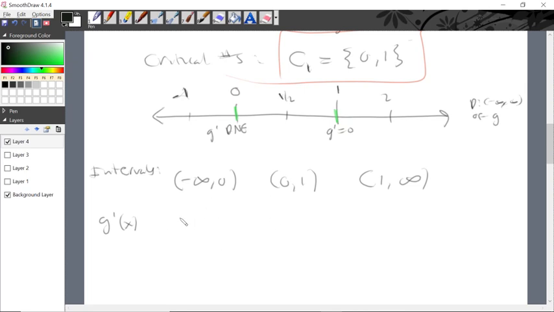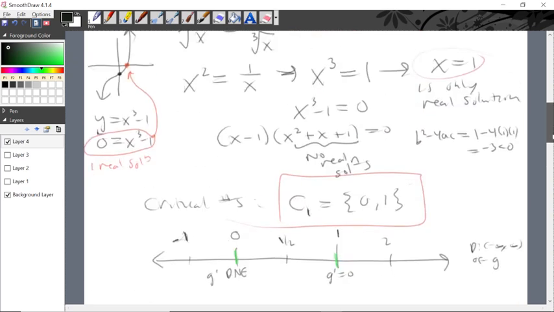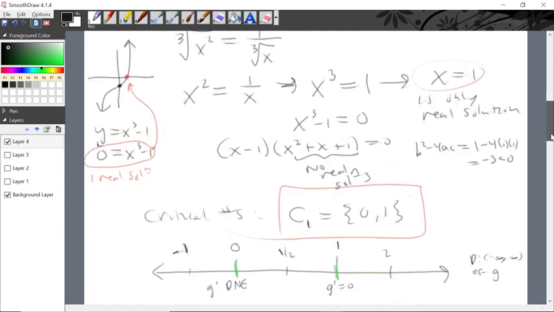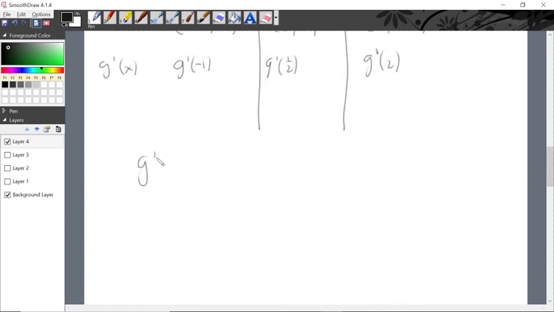Okay, so g prime of negative 1, figure out what that is. Okay, g prime of 1/2, let's figure out what that is. And finally, g prime of 2, let's figure out what that is. Okay, so here's g prime of x right here. We have g prime of x equals 10/3 times 1 over the cube root of x minus the cube root of x squared.